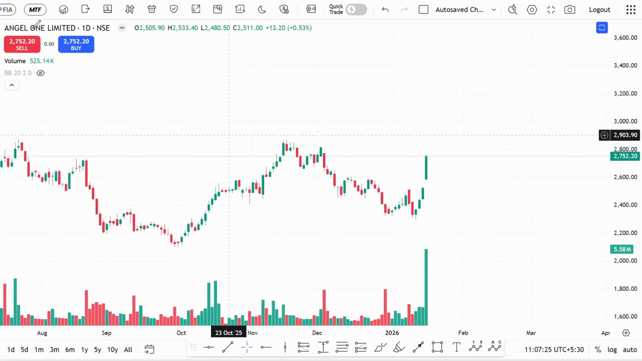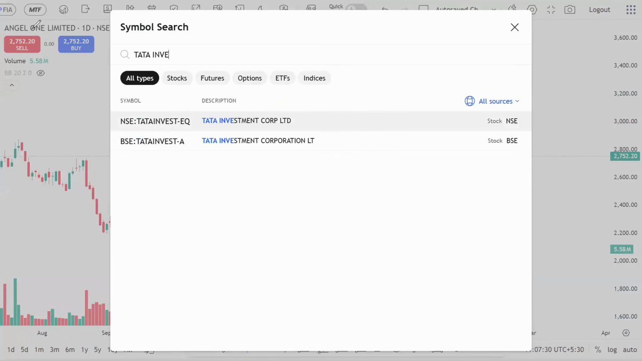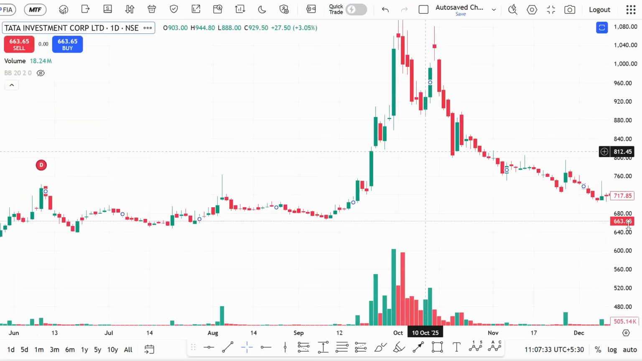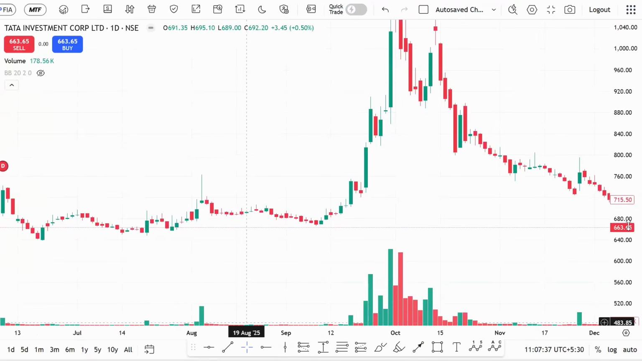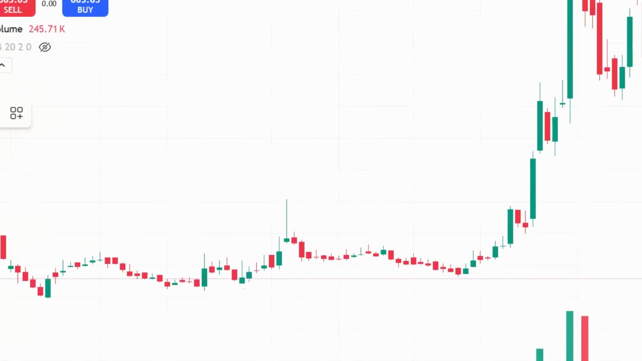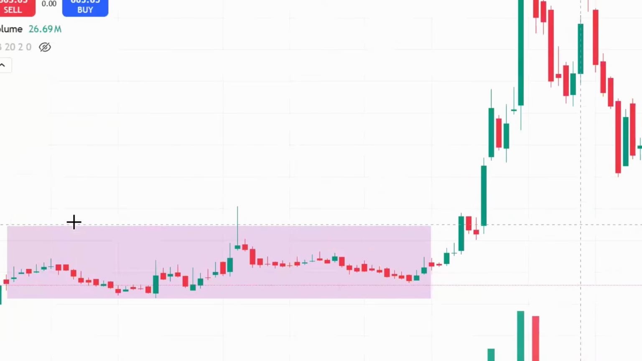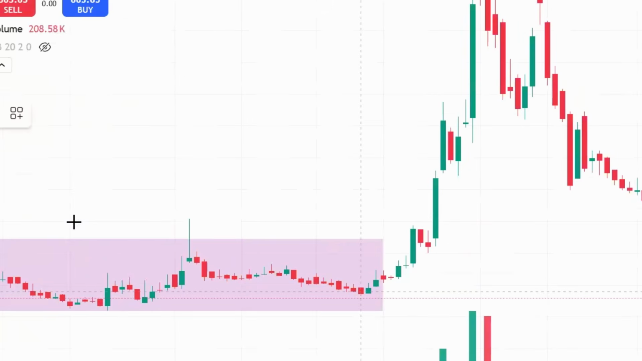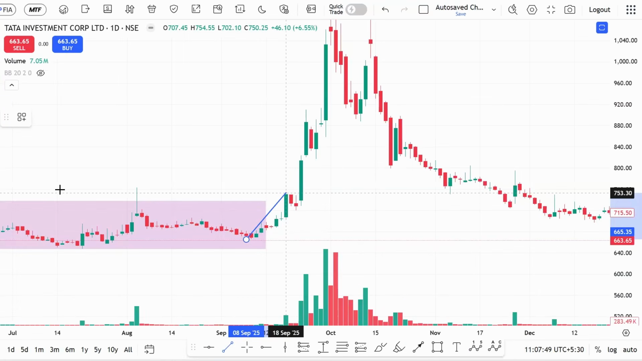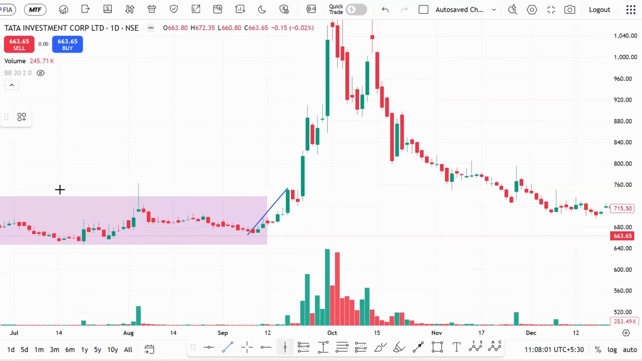I'll take a stock called Tata Invest. If you observe this Tata Invest, this is the zone of accumulation. This entire zone is an accumulation. After such a great accumulation, the stock started going up with a good closing candle, a very good candle size. This everything will be taken care of by the scanner only. At the same time, if you see, there is a volume spike at the bottom.